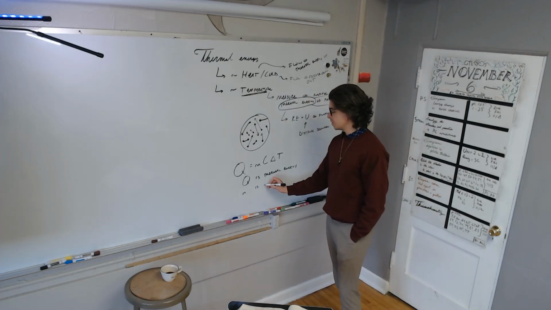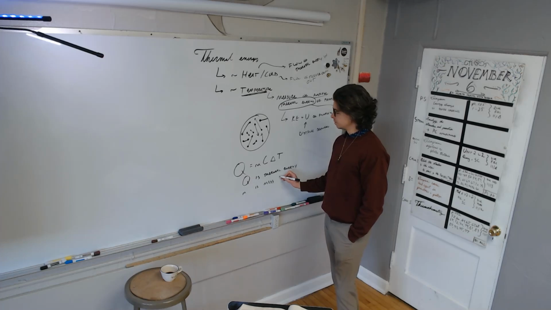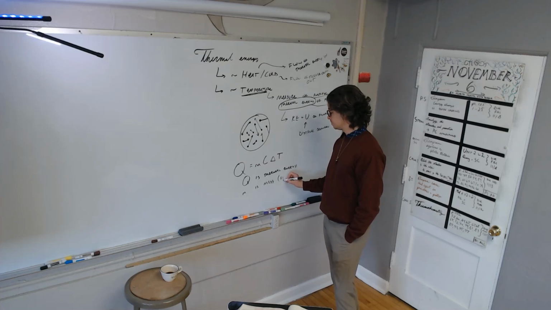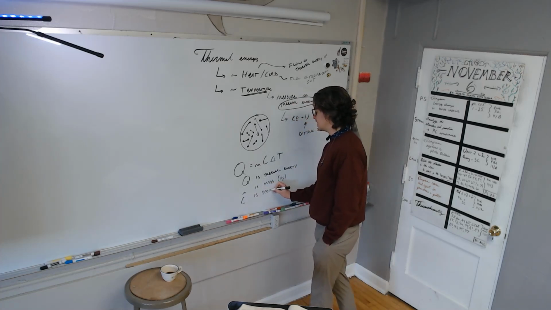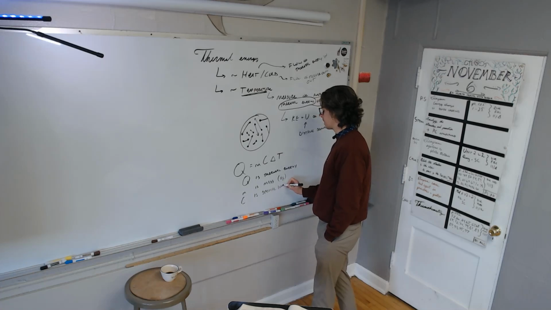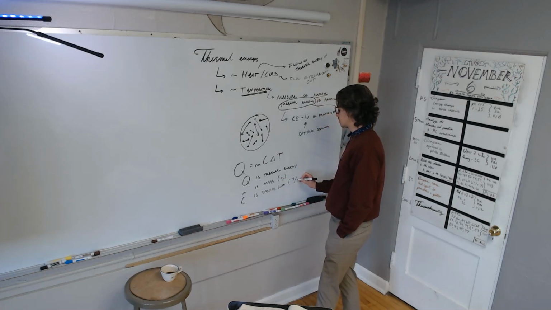No. Lowercase m is, as it has been before. Yeah, mass. Will we measure mass in the SI? We do use grams, but the base unit is kilograms. Capital C is something called specific heat, which is measured in joules per gram degree Celsius or joules per kilogram degree Celsius.